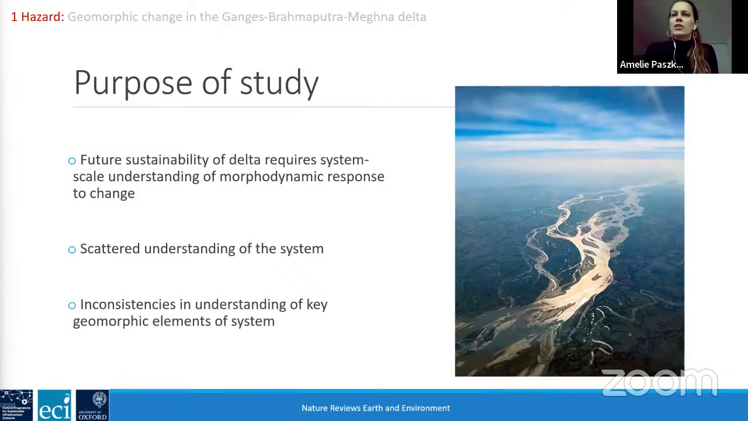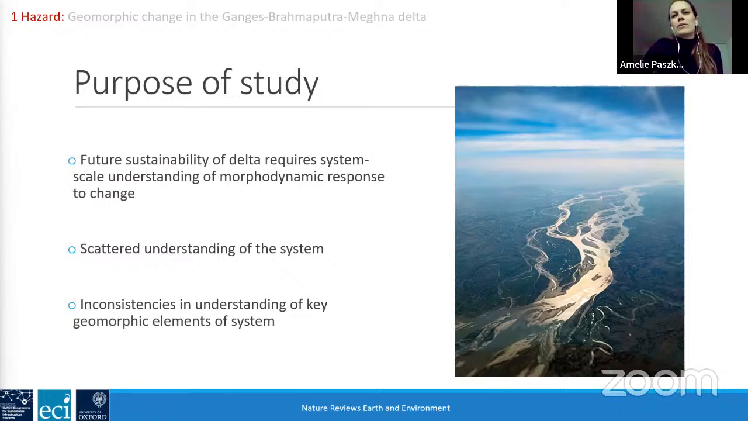But when starting the PhD and reading a lot of the literature in the GBM system, what I was finding was that the literature was quite temporally and spatially scattered. There was a wide range of studies assessing the historical formation of the GBM Delta throughout the Holocene period. And then there were some more studies focusing on more recent trends that tended to be more localized, assessing geomorphic processes in different parts of the Delta. But this system-wide understanding, bringing all of these different pockets of knowledge together, was still missing.